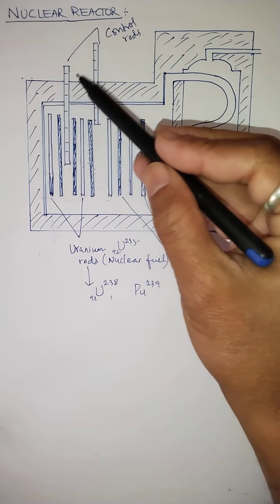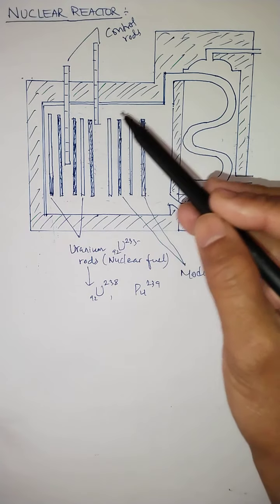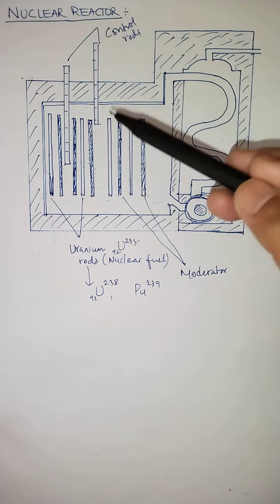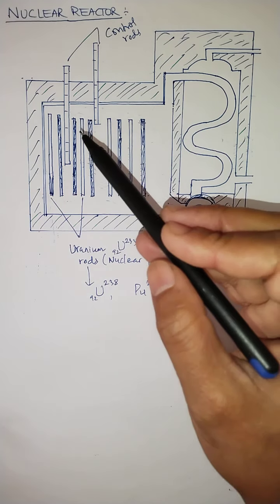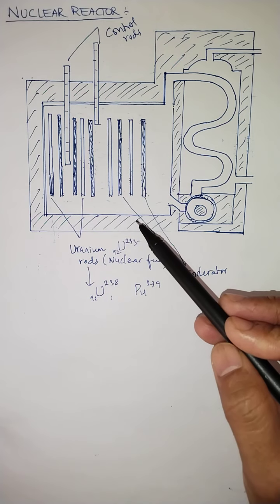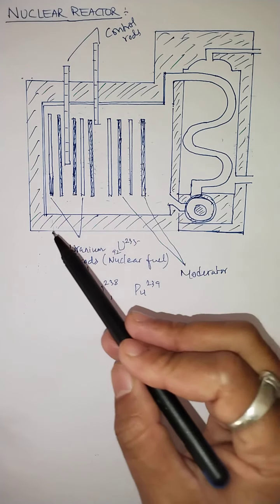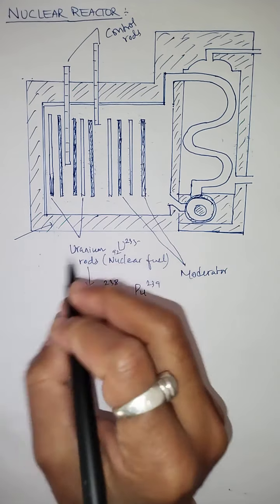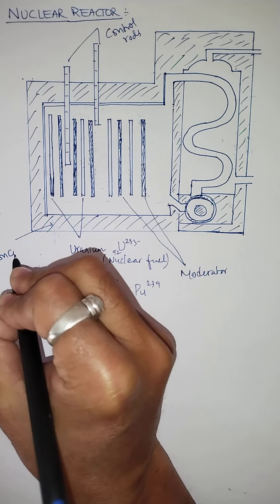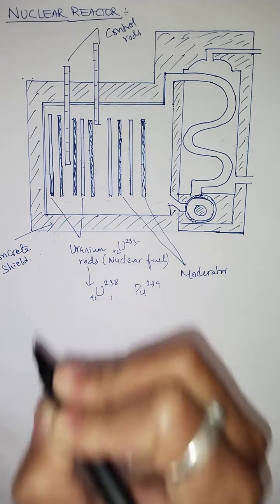These control rods are inserted in the gap between the uranium rods, so that they can be raised or lowered between the uranium rods whenever necessary. And the whole nuclear reactor is surrounded by a shield, which is called the concrete shield. It is an erect wall like that, and this shield is called the concrete shield.